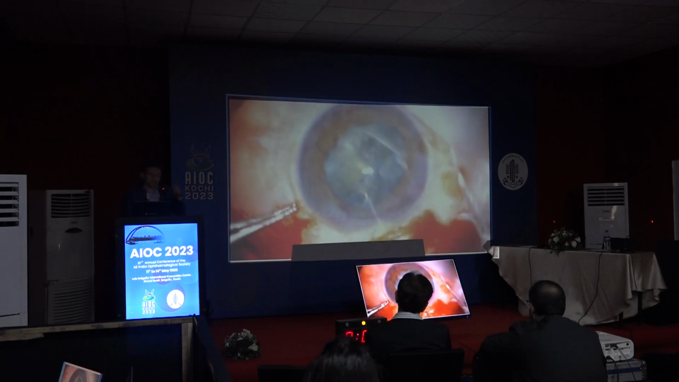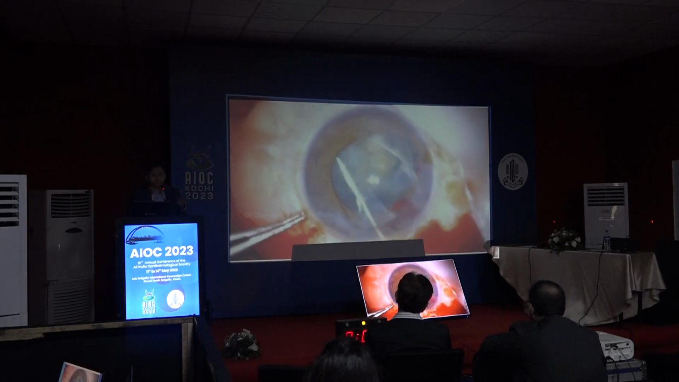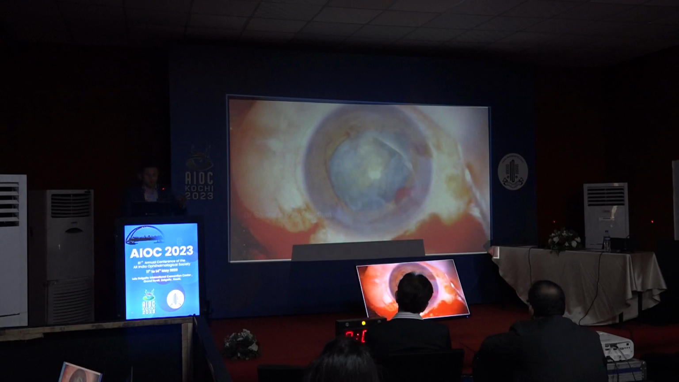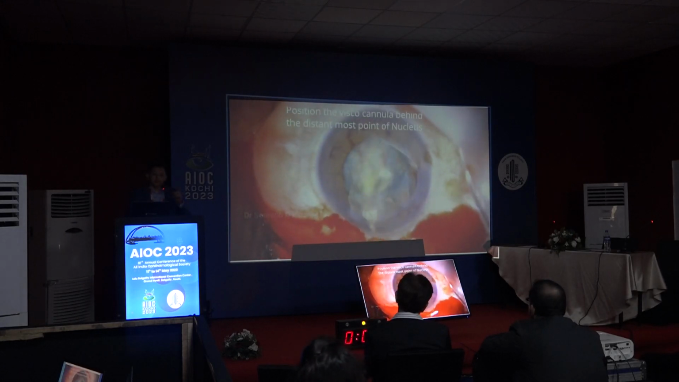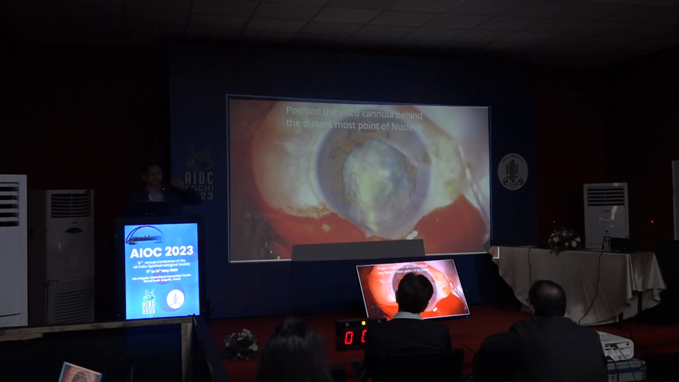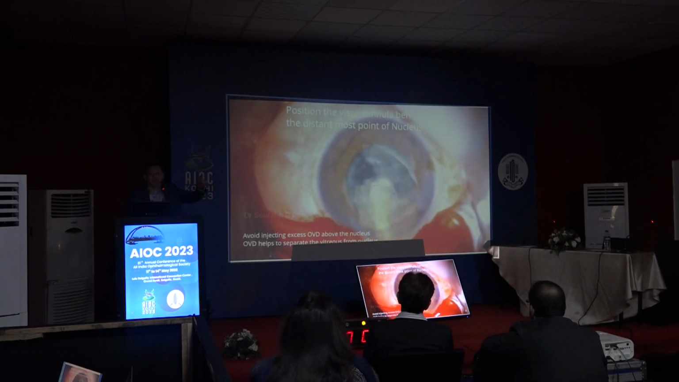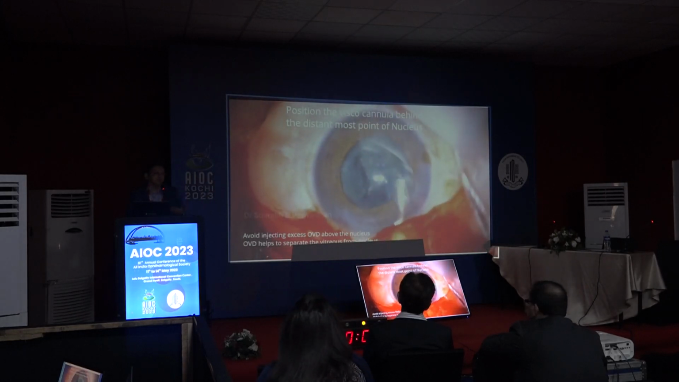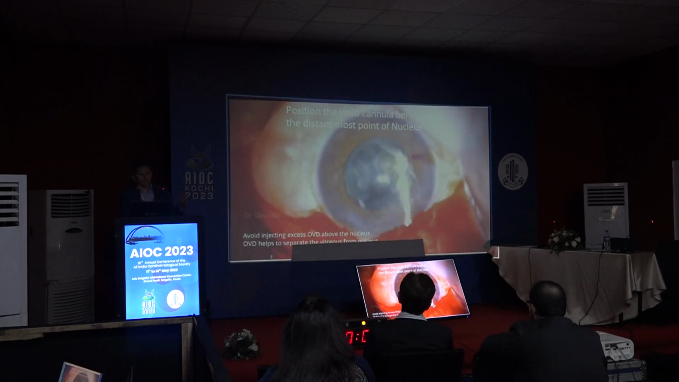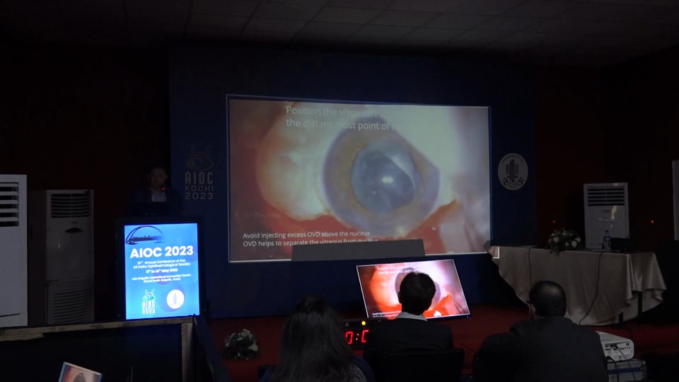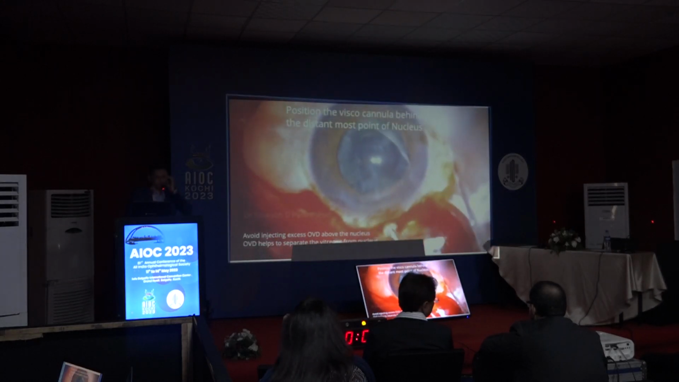Again, the same principle applies to remove this nucleus. I wanted to show this. Look at the position of the visco cannula here. It is deepest and posterior-most when I start injecting the viscoelastic, and then at the same time you press the posterior scleral tunnel and the nucleus will come out very easily. This avoids nucleus drop as well.